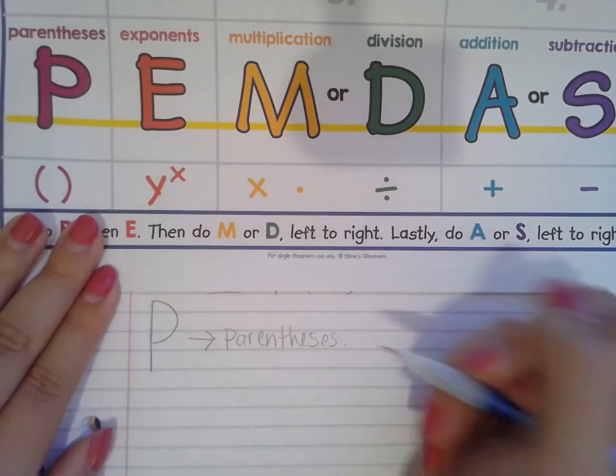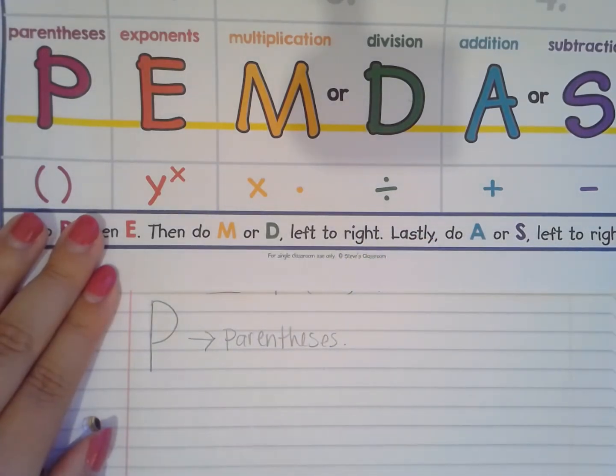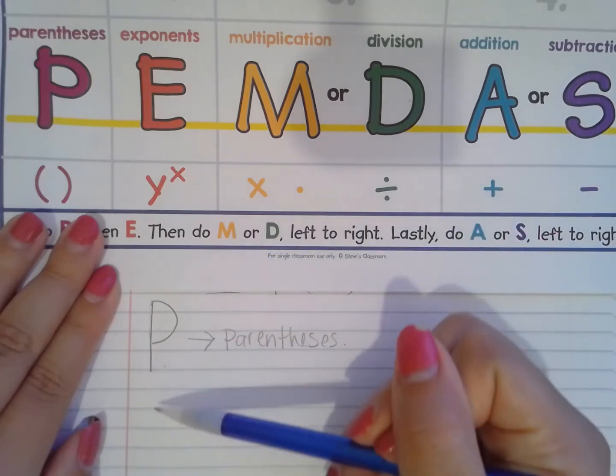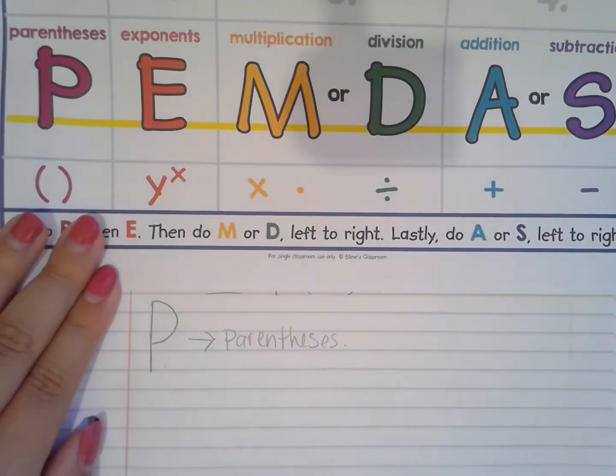When you get into Algebra 2 and pre-calculus, we're going to start using another abbreviation. Instead of P, we're going to be using G for grouping, but because of Algebra 1, parentheses is the most common grouping that you're going to see. So I'm going to pause here and have you write down PEMDAS and write their explanations.